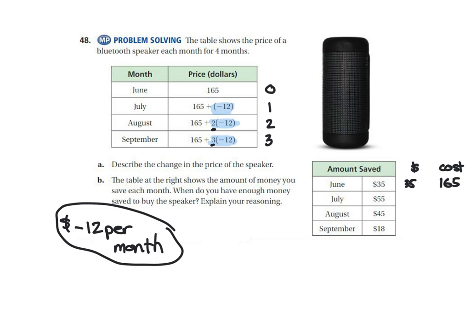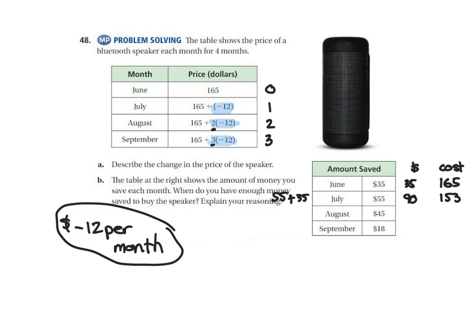Now, in July, 1 month later, the cost of the speaker is going to drop by $12, putting it at $153. You saved additional money. You have 55 from July plus 35 from June, and 55 plus 35 more is 90. But you still obviously don't have enough.